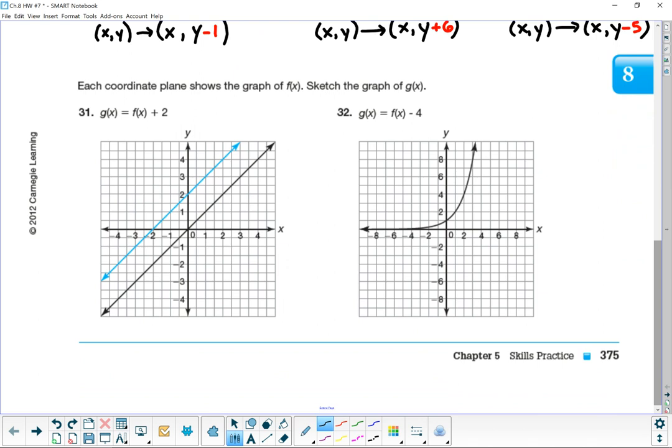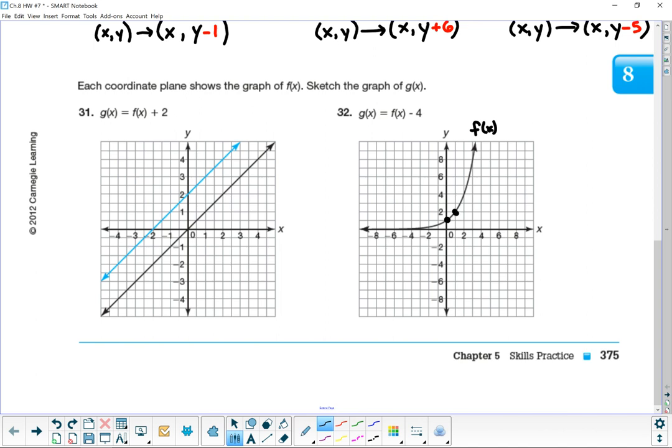All right. Each coordinate plane below shows the graph of f of x. Sketch the graph of g of x. Okay, again, 31 is done for you. You can take a look at that. All right, so this one, the graph of g of x is f of x, and that's f of x right here. And g of x is the same as f of x, except it's subtracting 4. So you notice g of x is going to be, and I'm putting a couple of points on it just to help me out. So right there.